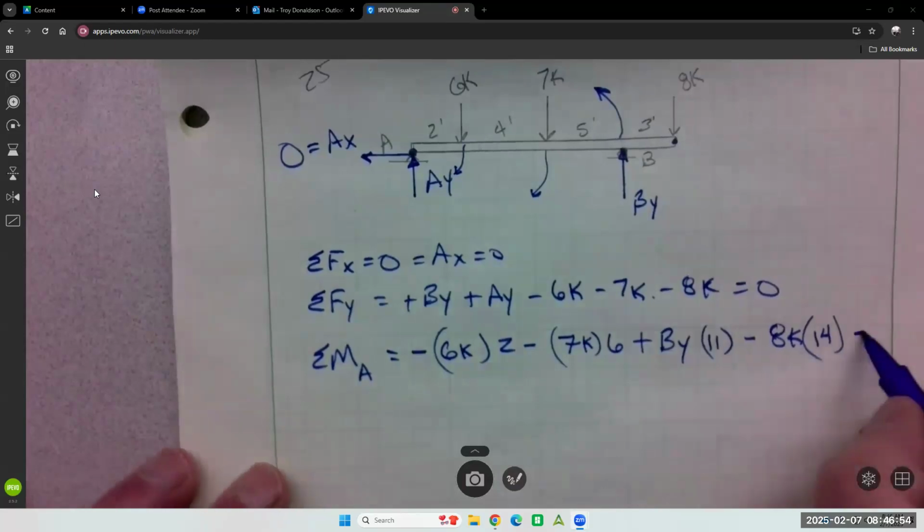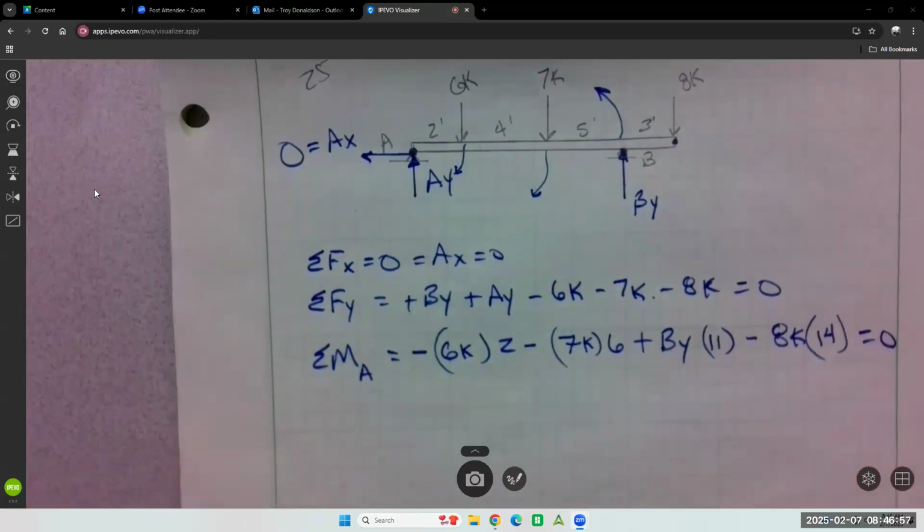And the whole thing has to be set equal to 0. That's equilibrium. All the moments got to sum up to 0. How many unknowns? 1. That means you can solve for something. That's what we're looking for, an unknown of 1 in the formula. Now it's just pretty simple algebra to get BY.